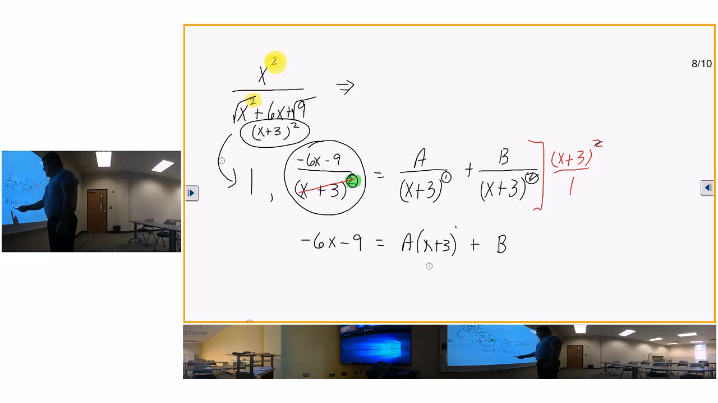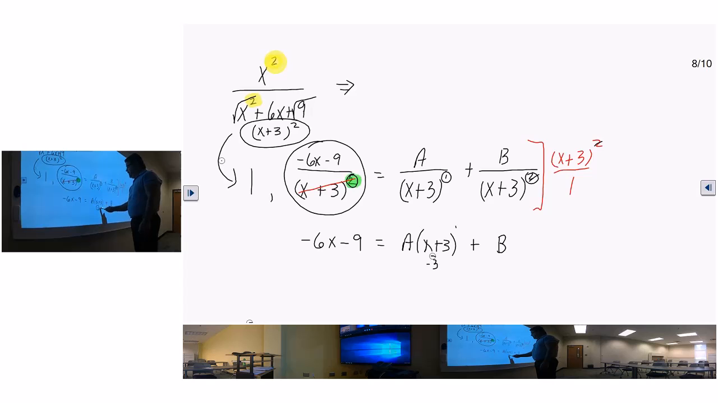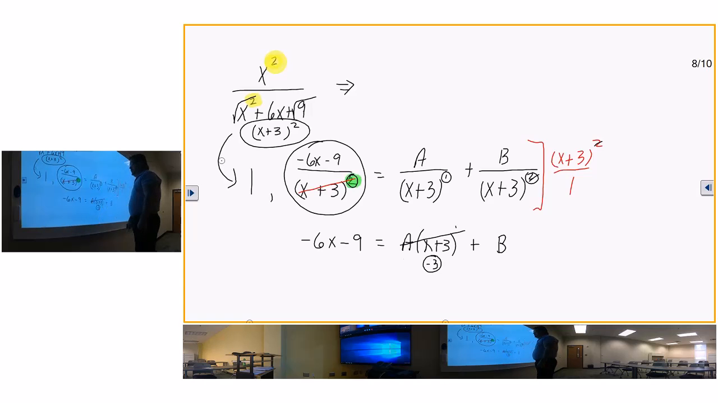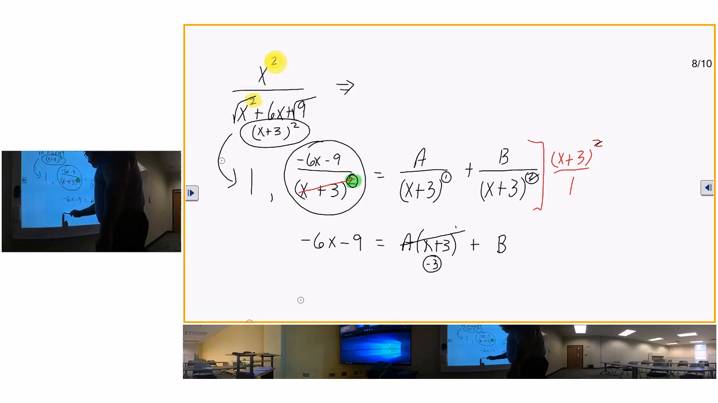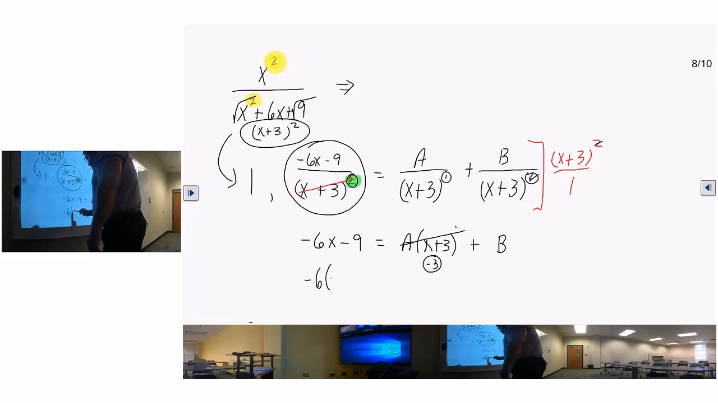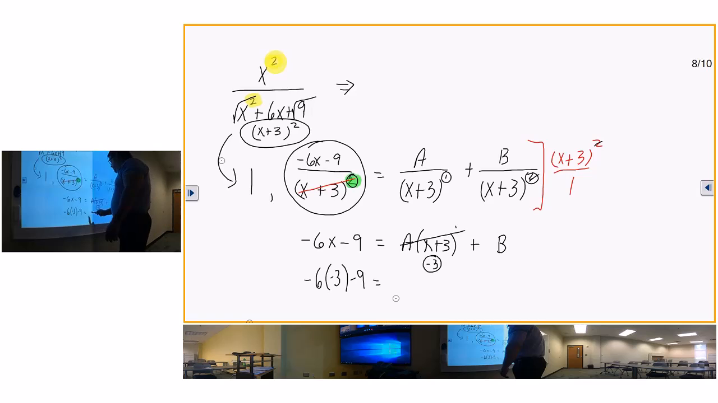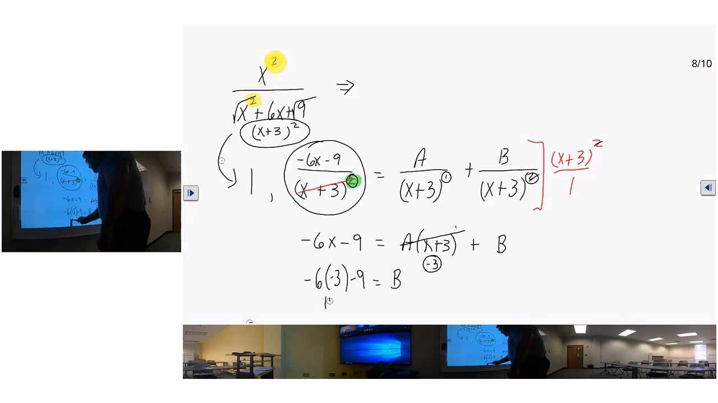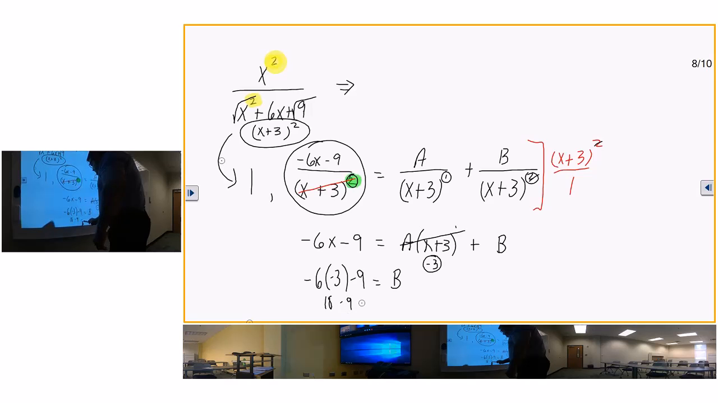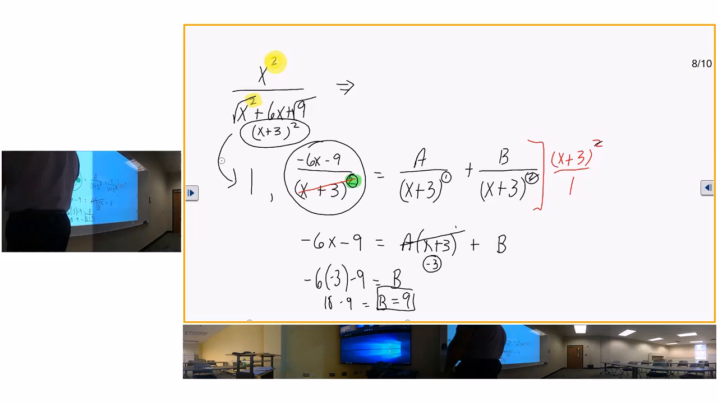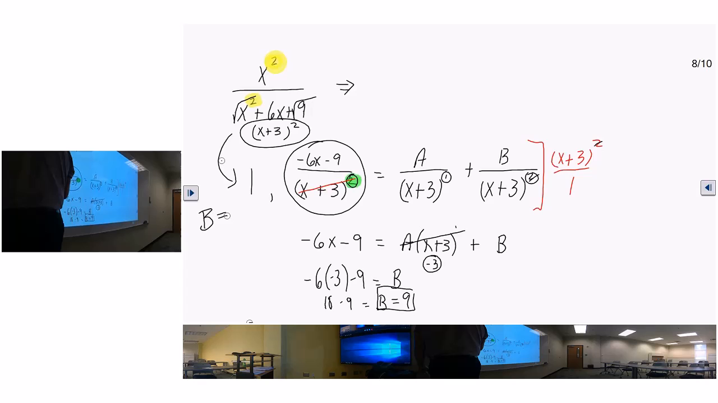So I know this is negative 3. If I plug in a negative 3 right here, it's going to knock this out. So I'm going to plug negative 3 in right here. Negative 6 times negative 3 minus 9 is equal to b. And that's going to be a positive what? 18? 18 minus 9 is 9, and that's b. b is equal to 9. So put that over here. b is equal to 9.